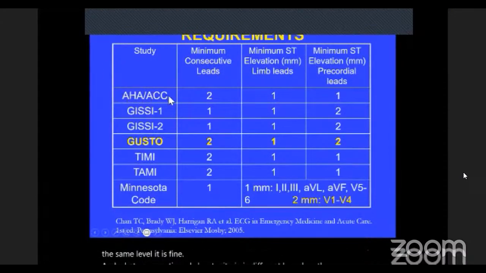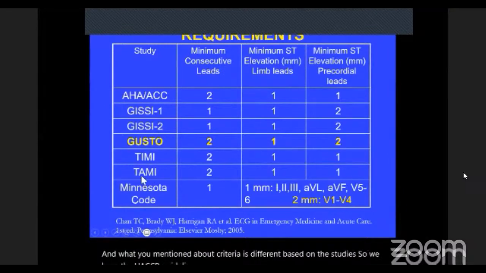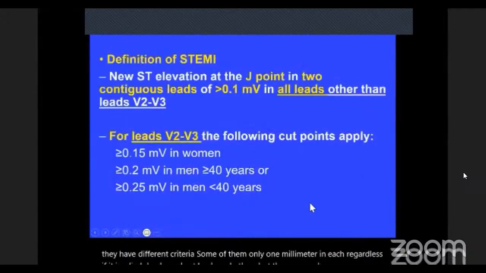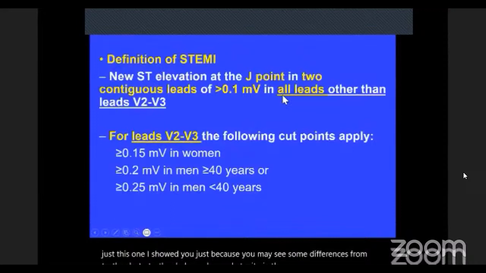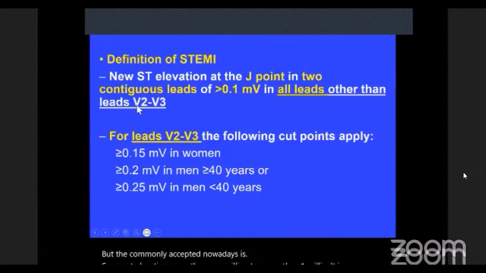So we have the AHA ACC guidelines, we have GUSTO study, we have TIMI study, and they have different criteria. Some of them only 1 millimeter in each, regardless if it is a limb lead or chest lead, and others. But the commonly accepted one, I'm just showing you this one because you may see some differences from textbook to textbook, depending on what criteria they used. But the commonly accepted nowadays is ST segment elevation more than 1 millimeter, more than 0.1 millivolt in all leads except V2, V3. In V2, V3, there is normally some ST segment elevation.